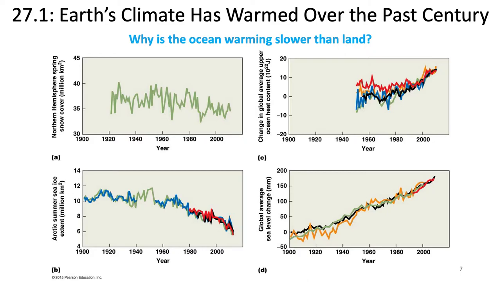Let's talk a little bit about these graphs that are here from your textbook. So graph A is a change in Northern Hemisphere spring snow cover. You can see there are huge fluctuations in snow cover, but it is decreasing over time. Graph B is Arctic summer sea ice extent, huge declines in Arctic summer sea ice extent, and these different lines represent different independent data sources that are measuring the extent of sea ice.